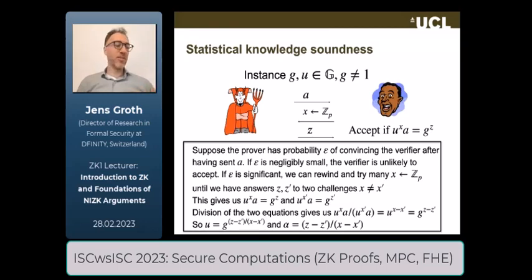Okay, so I hope this exercise gave you a feeling for completeness and soundness and knowledge soundness and zero knowledge.